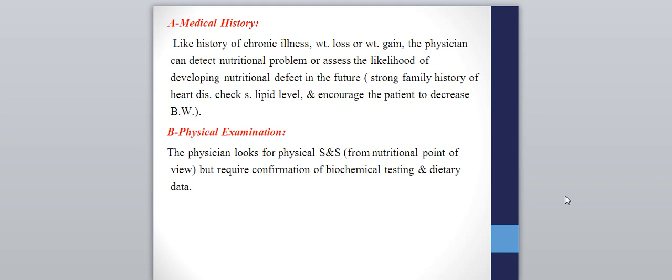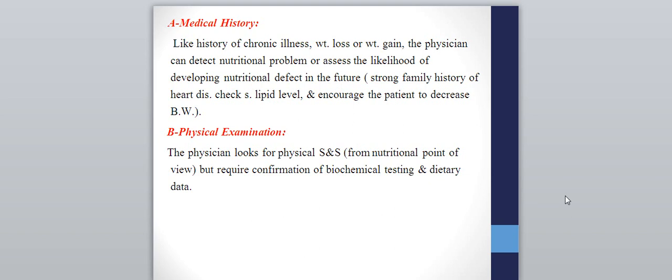And we encourage the patient to decrease body weight. So sometimes hyperlipidemia is familial and it causes heart disease, and the earliest sign is obesity or overweight. So this is one of the importances of medical history.